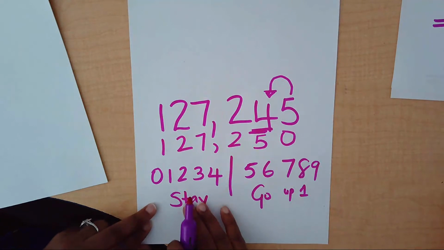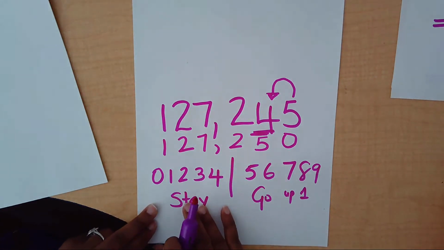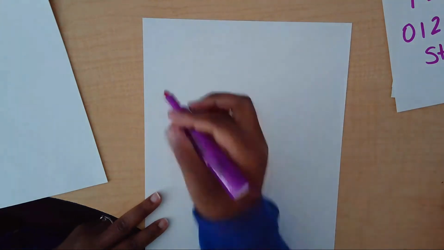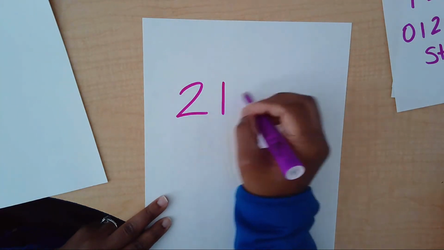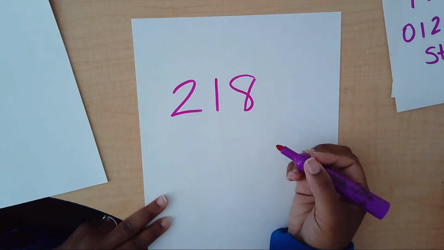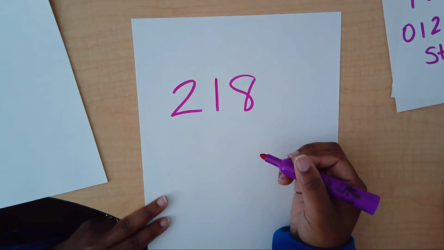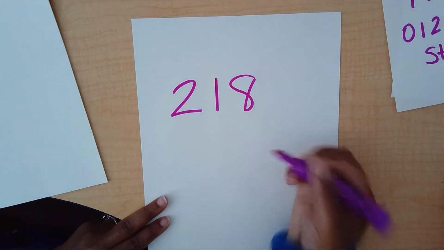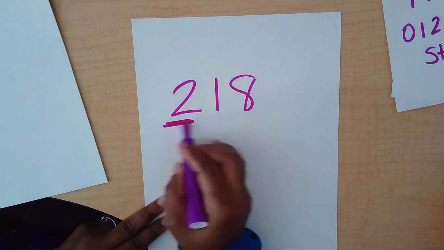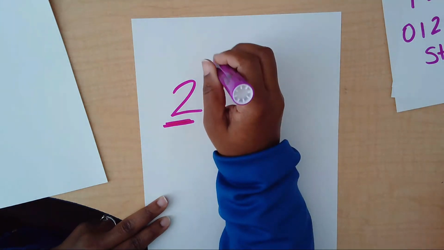127,250. Let's try this with rounding to the nearest hundreds. Let's do 218. The strategy is still the same. Step one, we look for the number that's in the hundreds place. Why? Because we're rounding to the nearest hundred. We underline, then we draw our arrow from our neighbor.